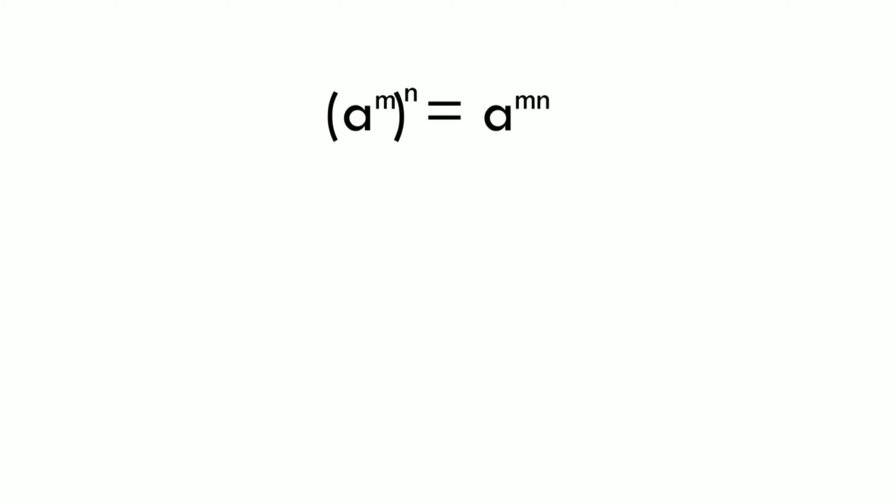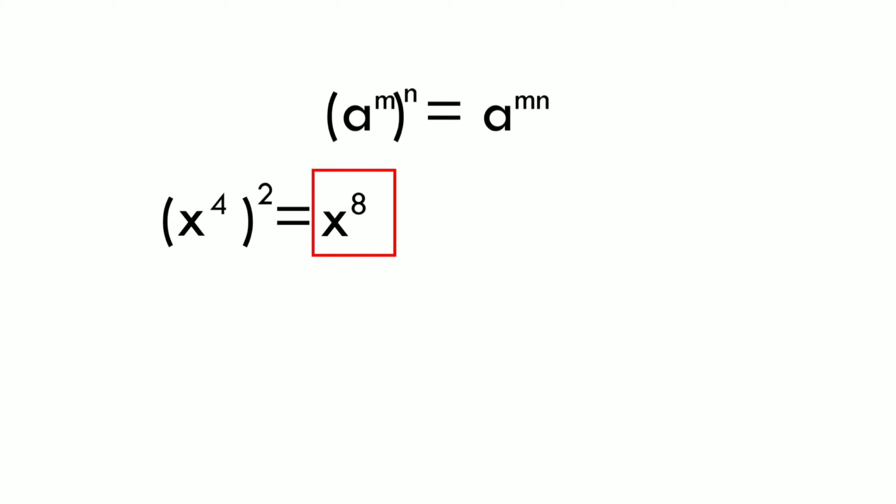This law states that a number with exponent which is raised by another exponent is just equal to the number raised to the product of the two exponents. Here's an example. Here, I have x raised to the power of 4, which is then raised to the power of 2. So if we follow the law, then we just copy the base number, which is x, and multiply the exponents. 4 times 2 is 8. So this is just equal to x raised to the power of 8.